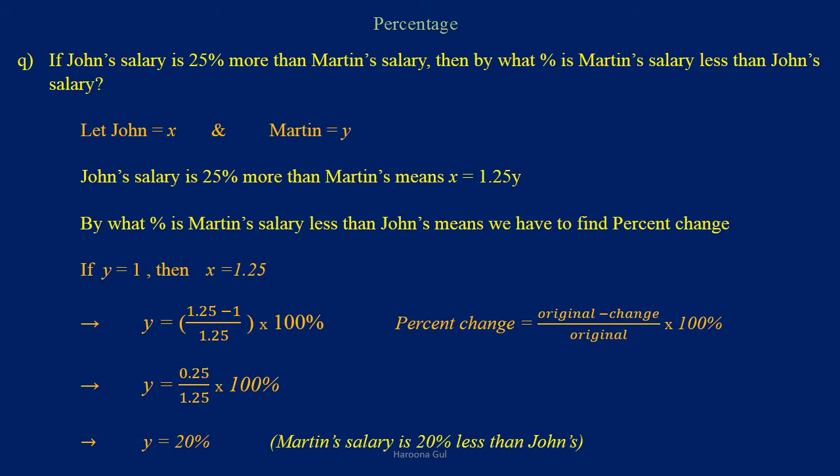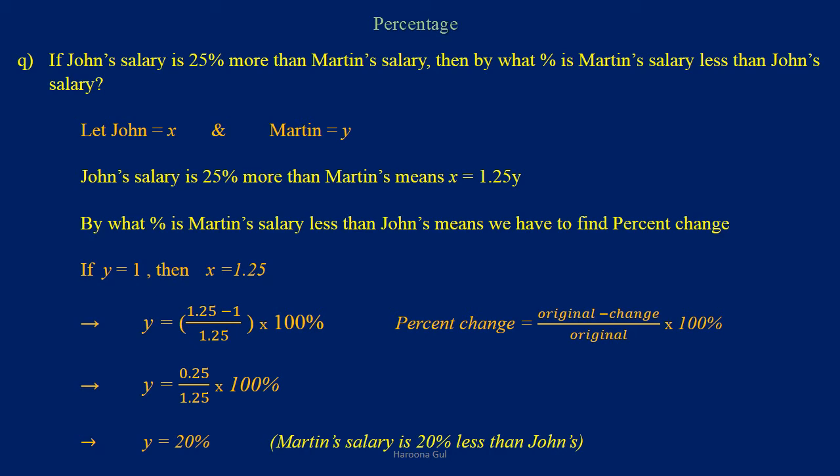This is a very interesting question. It is a beginner's level question and it has 2 parts. Our question says that if John's salary is 25% more than Martin's salary, this is one part of the question, and our second part of the question is then by what percent is Martin's salary less than John's salary? For your convenience, I have replaced John with X and Martin with Y, so that you can understand this question with more ease.